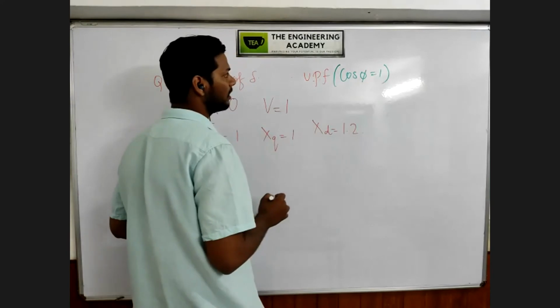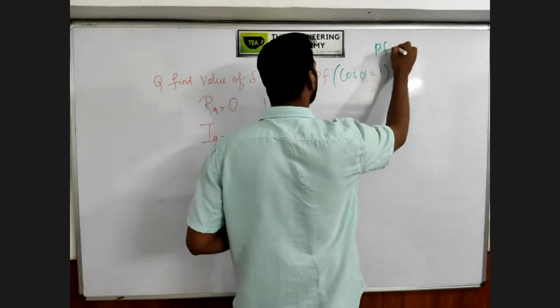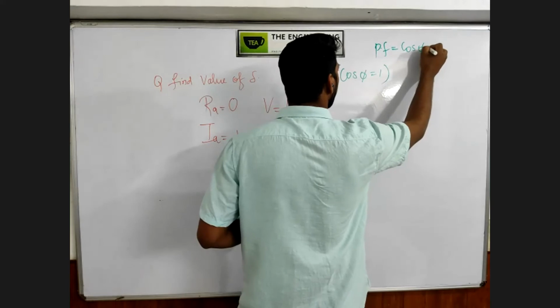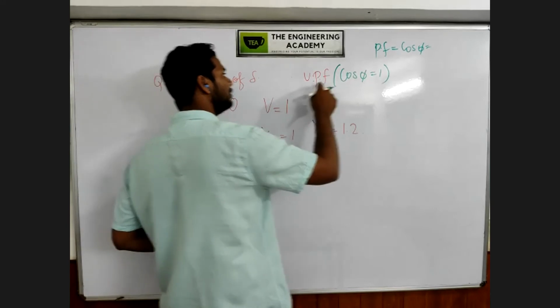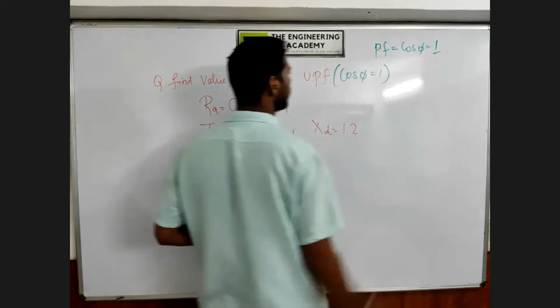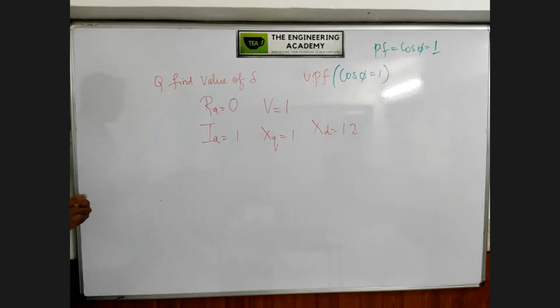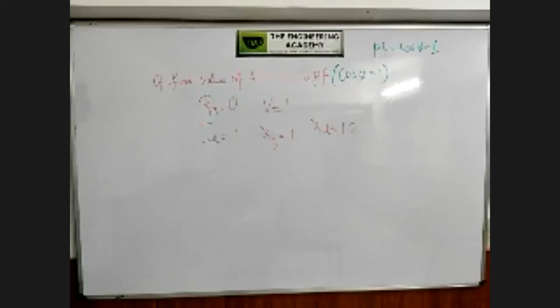What do you mean by power factor? Power factor is equal to cos phi. And what type of power factor is it? It is a unity power factor, so cos phi is equal to 1. Now can anyone tell me the value of del? I have made the question a bit easier. This question has come in exams two to three times, though I don't know the exact year.